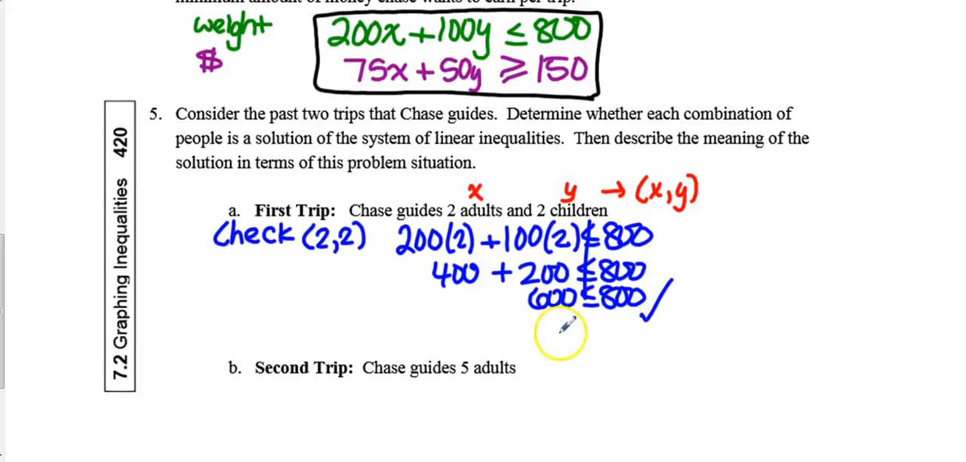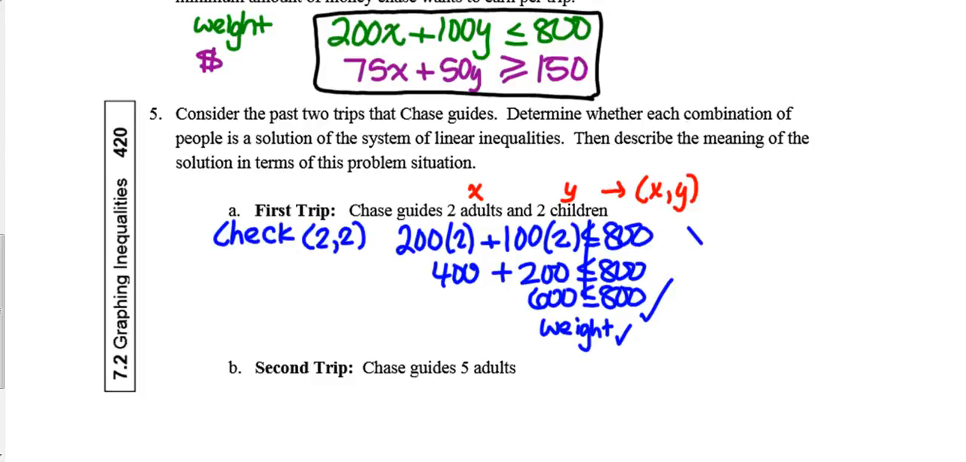Yes. So this means the weight is all good. You're not going to exceed your weight. Because this inequality was all about staying underneath the 800-pound limit that you can have on the raft. But it has to satisfy both, because it has to work with the weight and the money. So now let's go check the money.